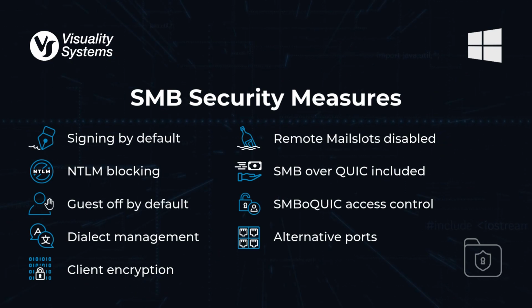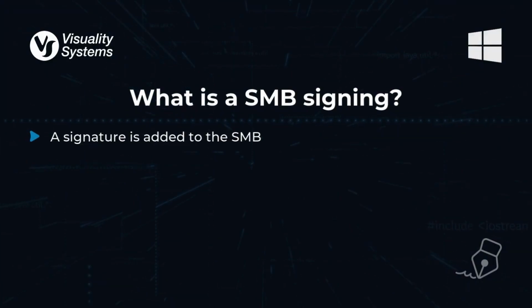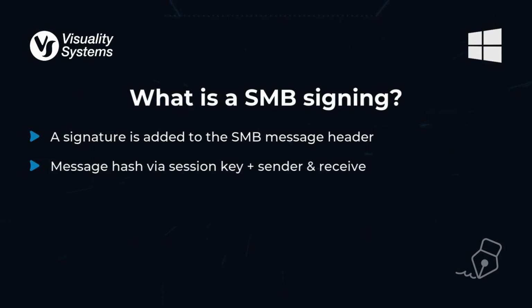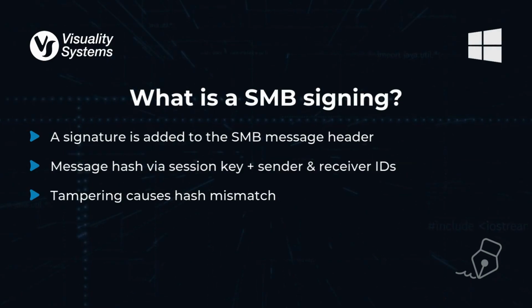Let's begin with the foundation of SMB security, signing, a simple yet powerful way to ensure the authenticity and integrity of every packet exchanged. SMB Signing adds a digital signature to SMB messages. This signature, located in the SMB header, is a hash generated by a cipher suite using the session key. It confirms the identity of both the sender and the receiver. If the message is tampered with during transmission, the hash will not match, indicating a security issue.